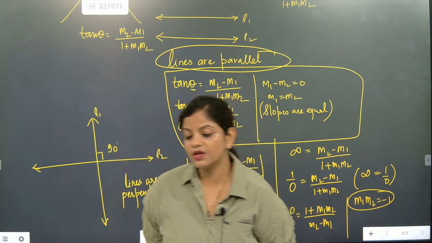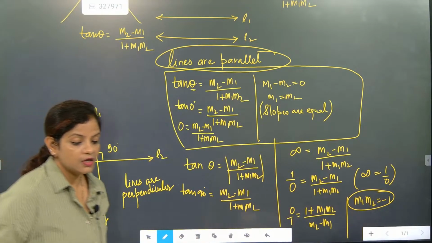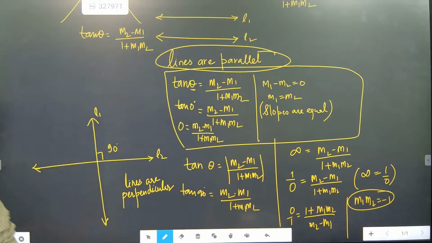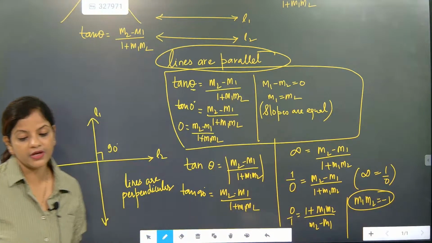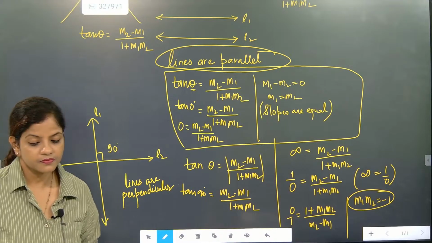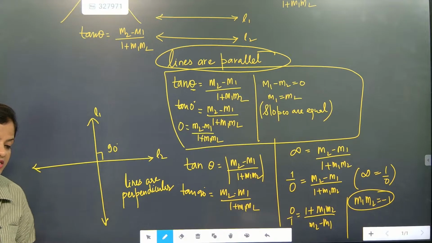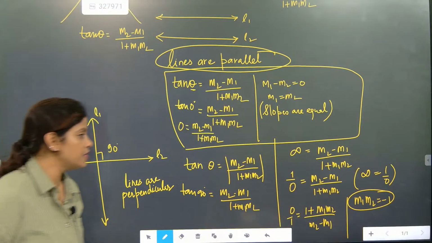When two lines are parallel, the slopes will be exactly equal. The slope of line L1 is m1 and the slope of line L2 is m2. So m1 will be equal to m2. Here we are not talking about vectors, we are just making the lines parallel and we are just making the lines perpendicular. That's all.